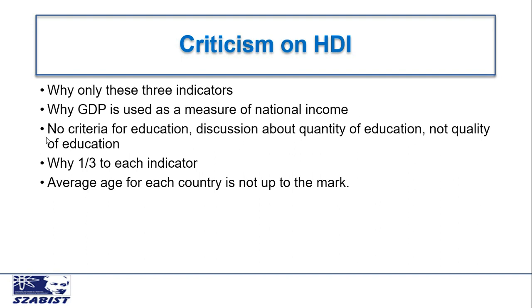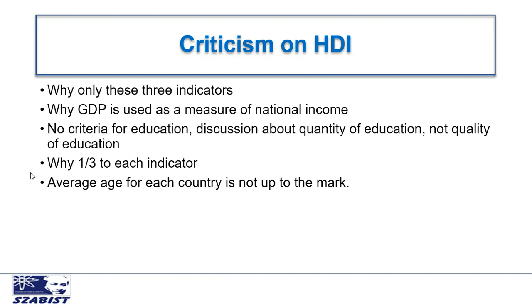And the third criticism is that there is no criteria for education; it discusses the quantity of education, not the quality of education. As you can see, in most of the developed countries there are a large number of schools. There is a school at the end of every street. So the quantity is increasing, but the quality of education is not improving. So HDI discusses only the quantity of education but not the quality of education.